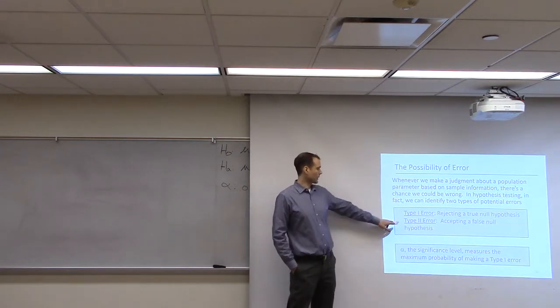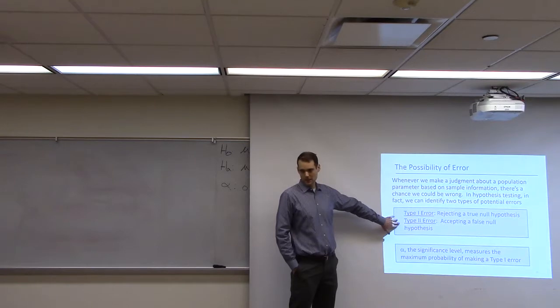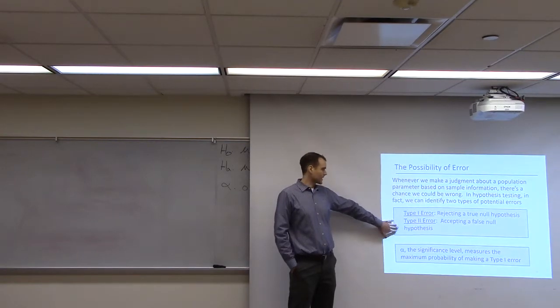Now a type 2 error we generally don't make, because a type 2 error is accepting a false null hypothesis. But remember, we don't do that. We don't accept a null hypothesis. We only fail to reject. Statisticians don't make type 2 errors for the most part.